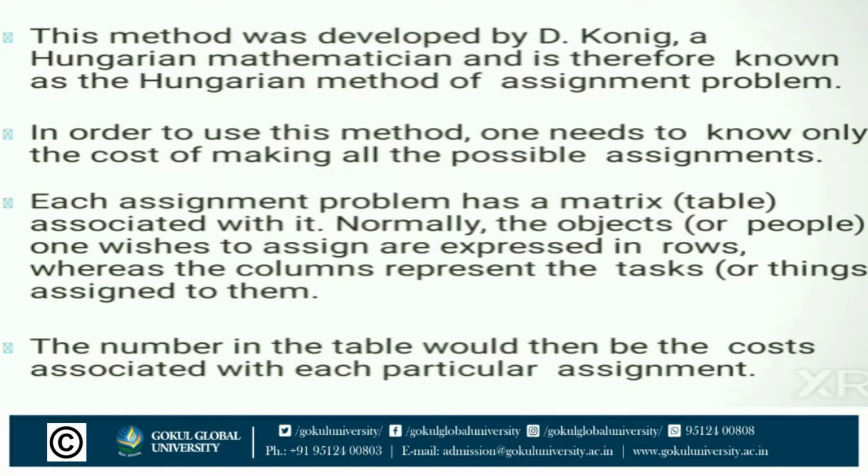Now, each assignment problem has a matrix or table associated with it. Normally the objects or people to be assigned are expressed in the rows, whereas the columns represent the tasks or things assigned to them. Here one person is assigned to one job, one task, and so on. The numbers in the table are the cost associated with a particular assignment.